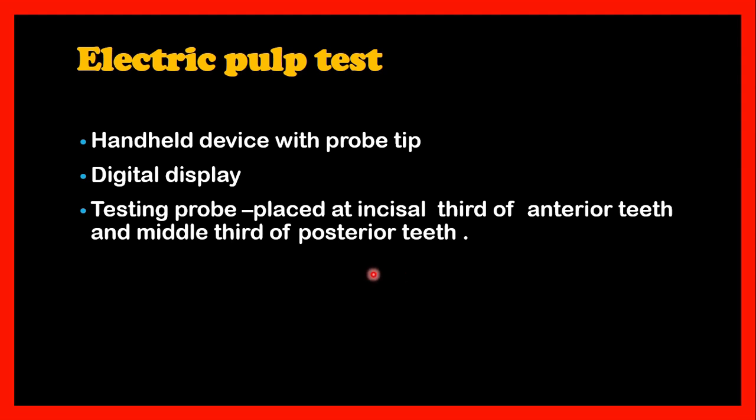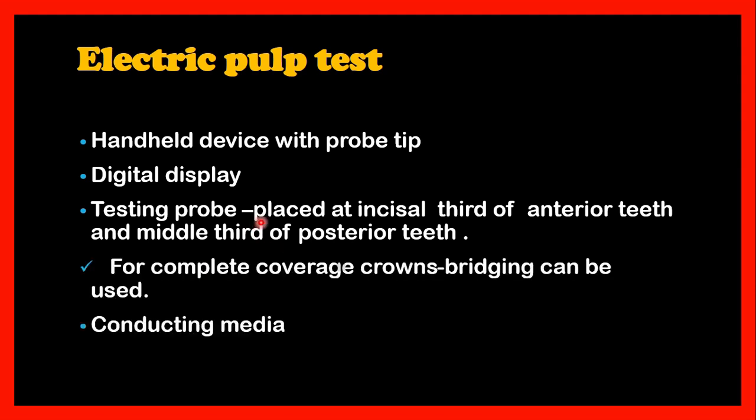So the probe is placed in that area, and we apply a good conducting medium on this testing probe, and in certain cases we have a lip clip to complete the whole circuit, or if the patient touches it, the circuit gets completed. So this is all the mechanism that the electric pulp test uses. And in cases where we have a complete coverage crown, we can use a bridging technique.